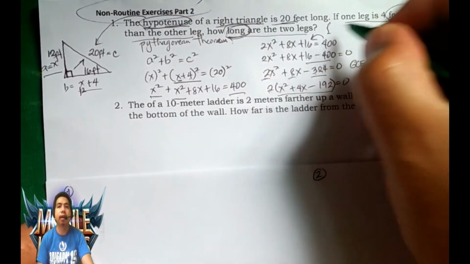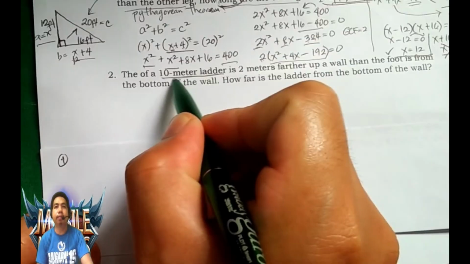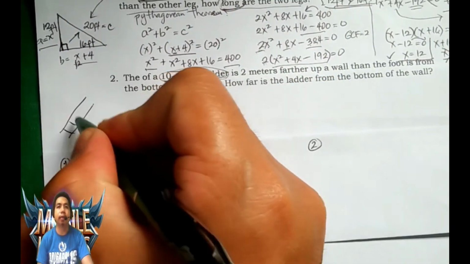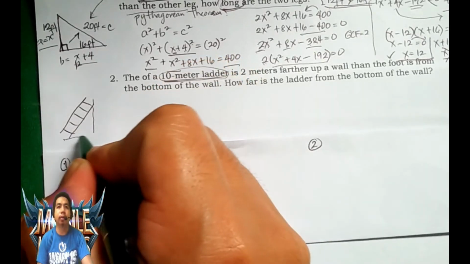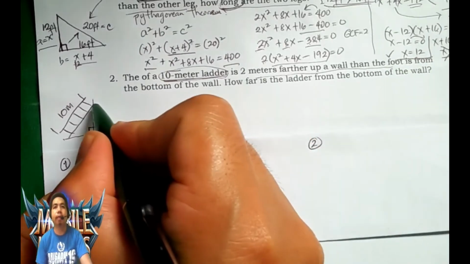So, yun yung isang leg ng ating right triangle. So, 12 feet. Yung isa naman ay 16 feet. A 10-meter ladder is farther up the wall. So, ito yung ladder natin, yung hagdanan. So, ang sukat daw nito, nakasandal siya sa wall. So, kapag nakasandal siya sa wall, 10 meters daw yung haba ng hagdan.